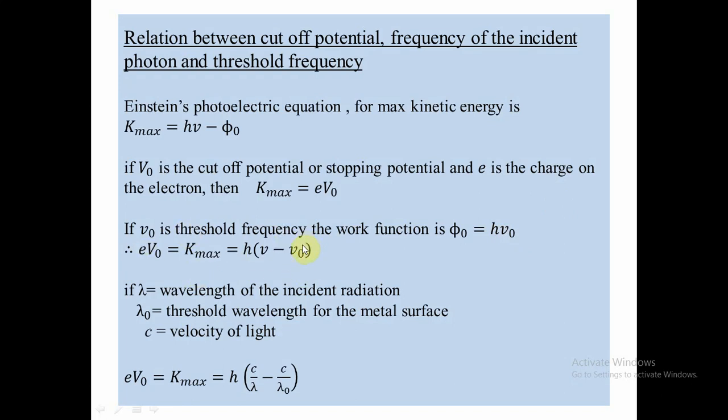If you want to write this in the form of wavelength, then lambda is the wavelength of the incident radiation, lambda naught is the threshold wavelength of the metal surface, and c is the velocity of light. Then this equation is converted into e V naught is equal to K max is equal to h into bracket c divided by lambda minus c divided by lambda naught.